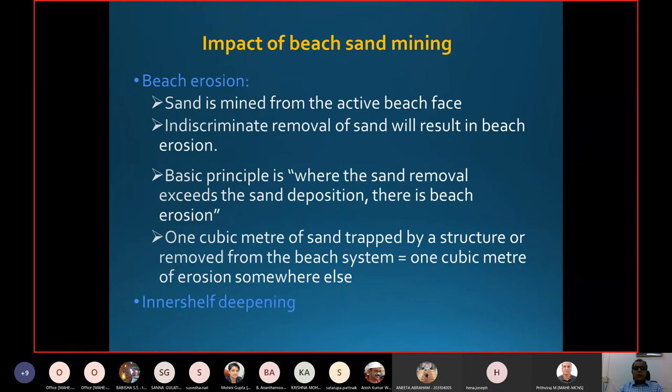So that way, 1 cubic meter of sand trapped by a structure or removed from the beach system is equal to 1 cubic meter of erosion somewhere else. If you remove or prevent the movement of sediment in one area, you are creating an artificial erosion somewhere else. Another very interesting thing is the inner shelf deepening. What I mean by deepening is that the sediment has to come from the offshore area. When you keep removing it, what will happen? Slowly the depth increases. So you are creating a deepening in the inner shelf area.